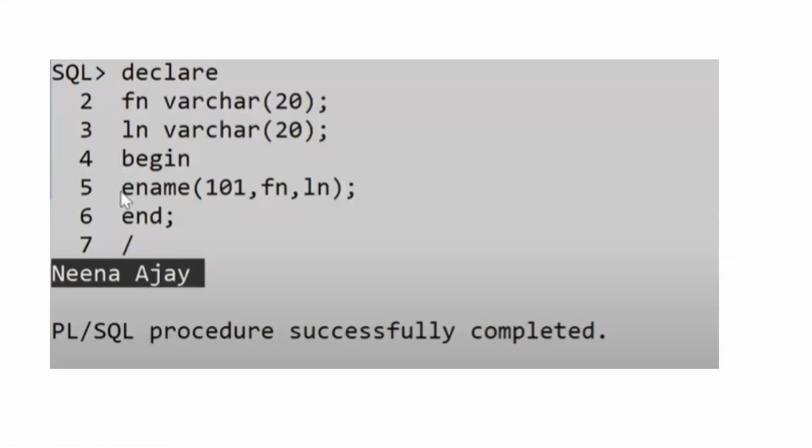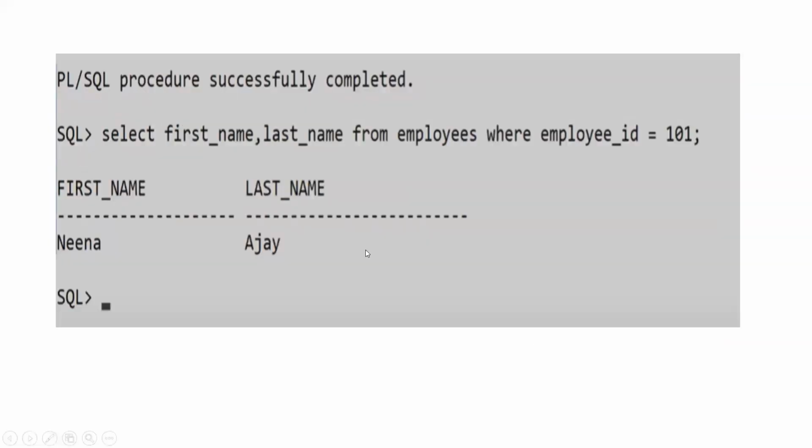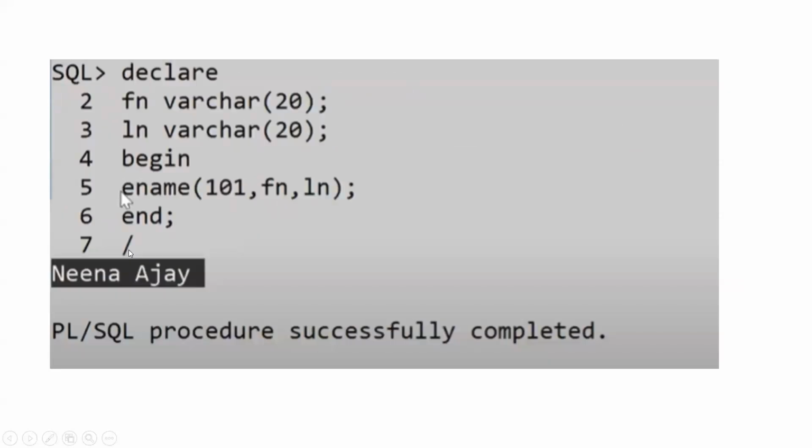Now when you run this program, you will get Nina and Ajay. Nina is the first name, Ajay is the last name. PL/SQL procedure successfully completed. When you use this query, select first name, last name from employees where employee ID 101, you will get this value correctly. So these two are concatenated, and we get that as output from the procedure. Did you understand the procedure?